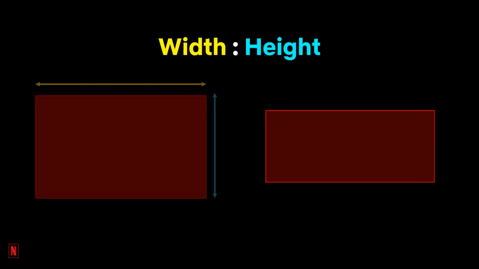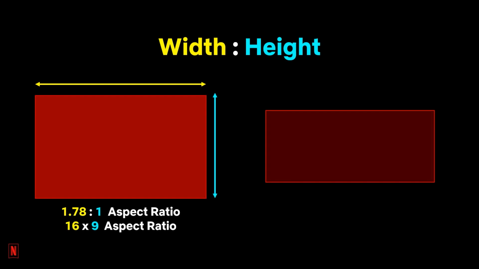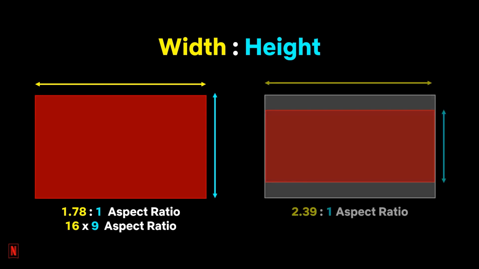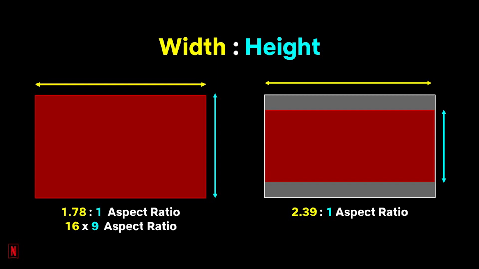The 1.78 to 1 aspect ratio seen on the left, also referred to as 16 by 9, quite literally means that it is 1.78 times wider than the height. On the right, the area within the red box is an example of a wider aspect ratio that is 2.39 times wider than the height, with the gray box representing how it would fit on a typical 1.78 TV.